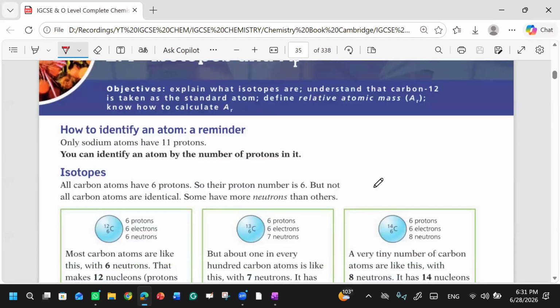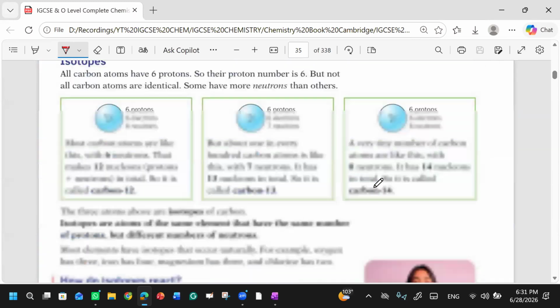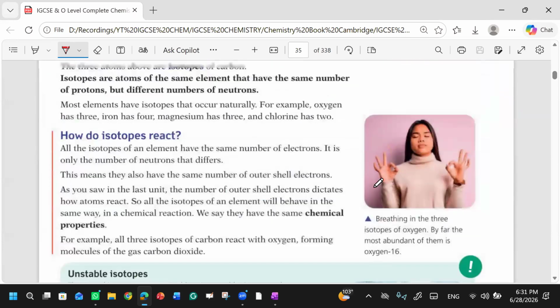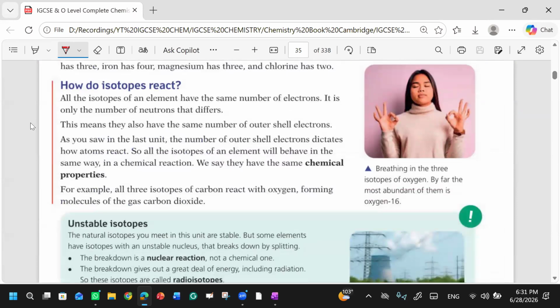Okay, now there is a detail about this. All the isotopes of an element have the same number of electrons. It is only the number of neutrons that differ. This means they also have the same number of outer shell electrons, right? Are you clear? Do you agree with this? And they have the same number of outer shell electrons.